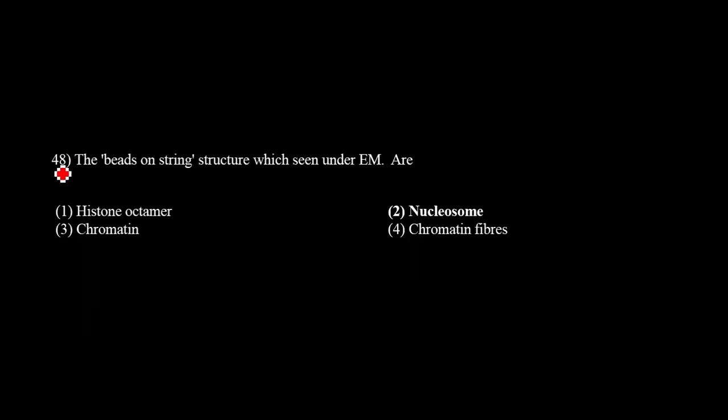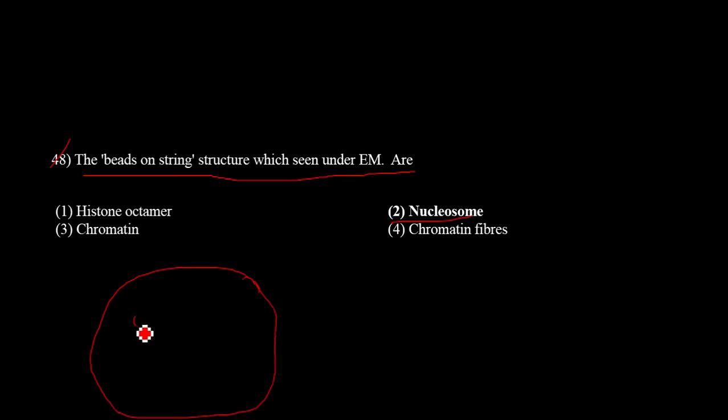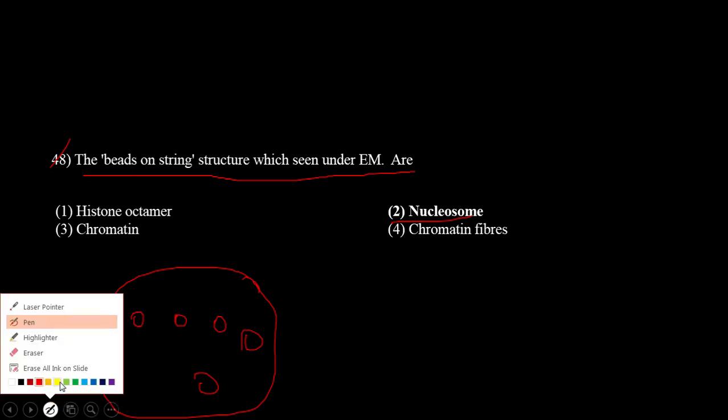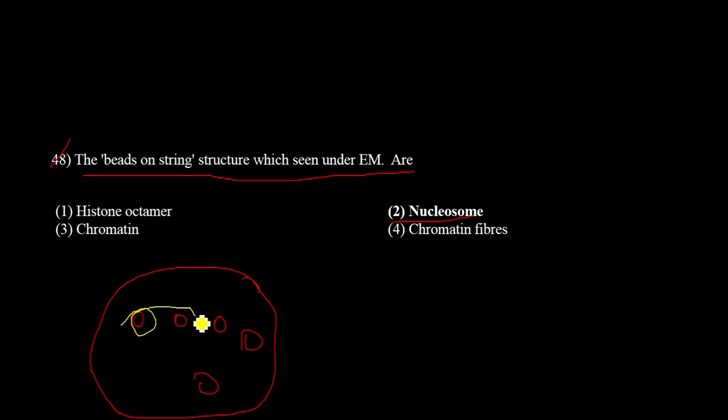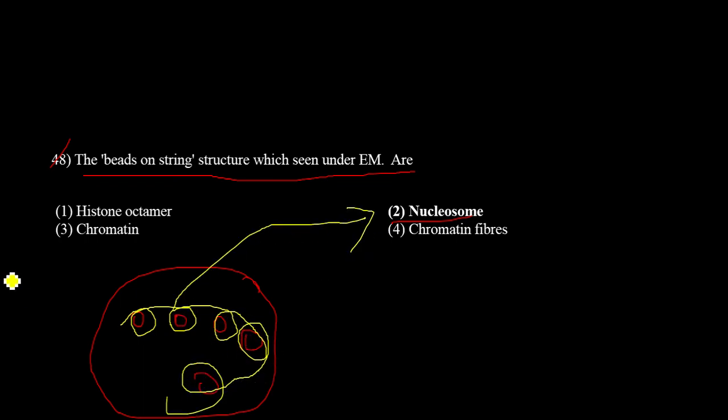Next, question number 48. The beads and string structure seen under the electron microscope are nucleosomes. If you see the nucleus, this is the nucleus. Nucleosomes are formed like this in the nucleus, and DNA is wrapped around the nucleosomes like this. See, like this, which appears as a beads and string model, but the structures are actually nucleosomes. Hence, question number 48, option 2 is the correct answer.